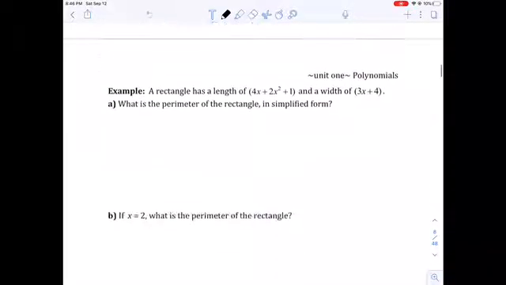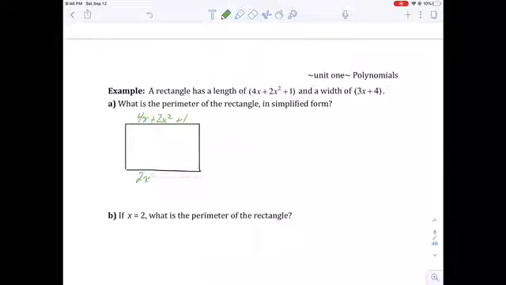It says a rectangle has a length of 4x squared plus 2x plus 1 and a width of 3x plus 4. What is the perimeter of the rectangle? So I know you guys have been working with perimeter for many years, and I also know that you probably are quite remembering the perimeter of a rectangle. So our length, they're saying that the length here is 4x squared plus 2x plus 1. And I could probably write that as 2x squared plus 4x plus 1.